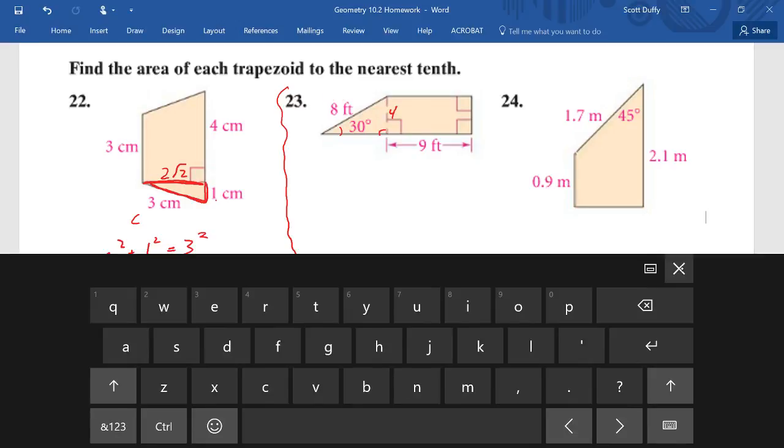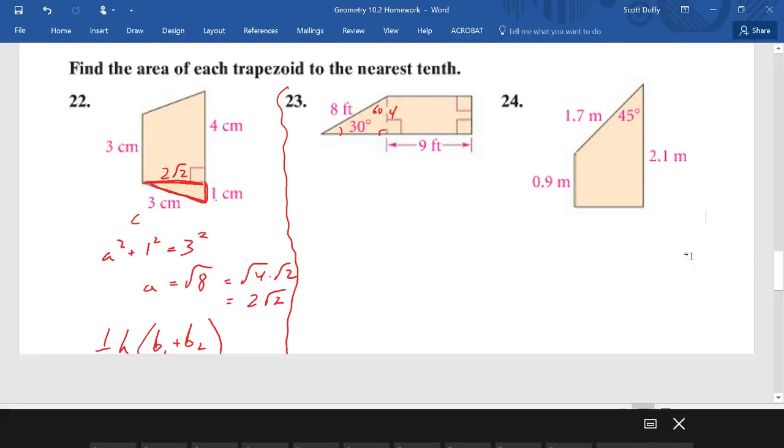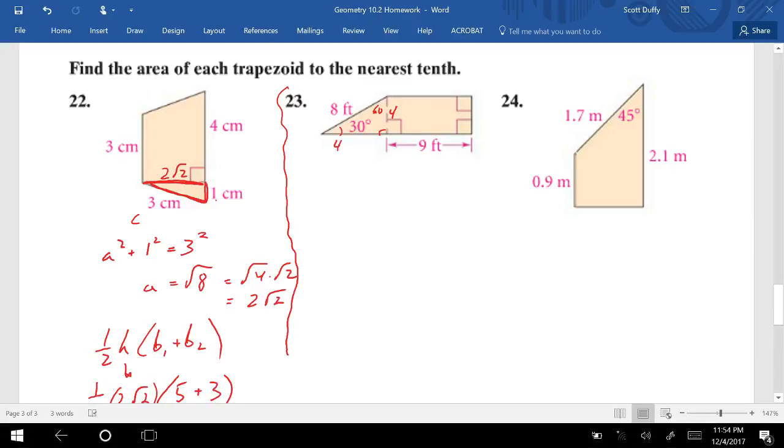And then the side opposite my 60-degree angle is the short side times the square root of 3. So that would be 4 square root of 3. All right, so now I have my full length. So that's my base 1. And then my base 2 would be 9. As you can see, if this part is 9, then this part is. And my height is 4. I have everything I need.